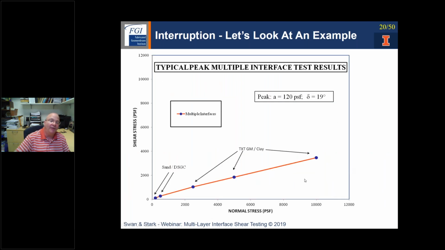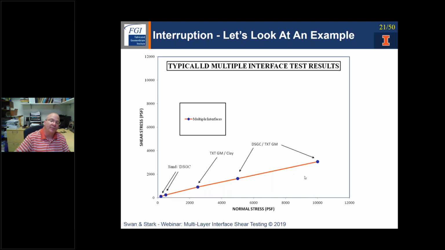So looking at them graphically, in a theoretical condition, this would be what we would expect to get from a multi-layer interface test at peak strength and again at large displacement. So this is a theoretical approach. Dr. Stark will talk about the data that he's collected doing comparison of single and multi-layer interface testing.